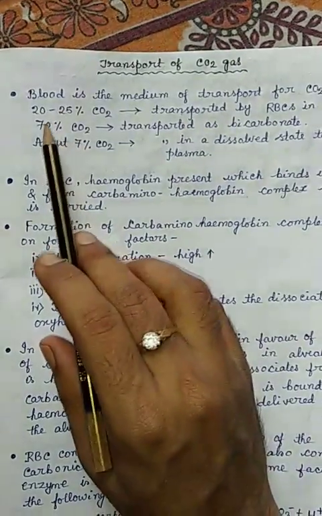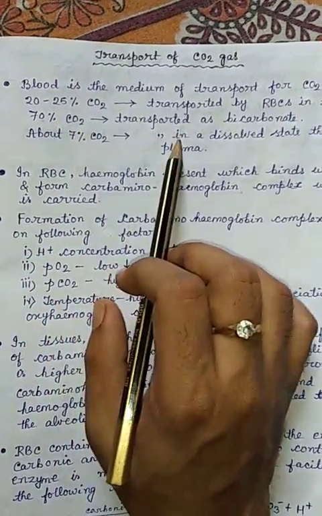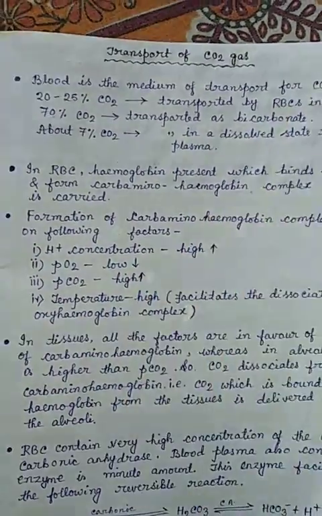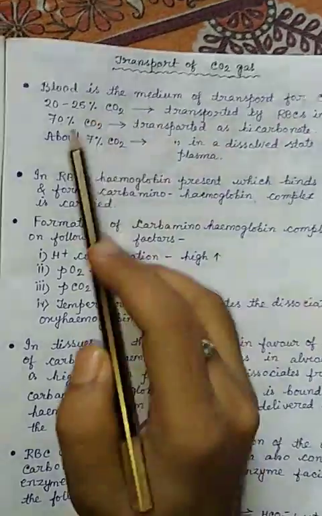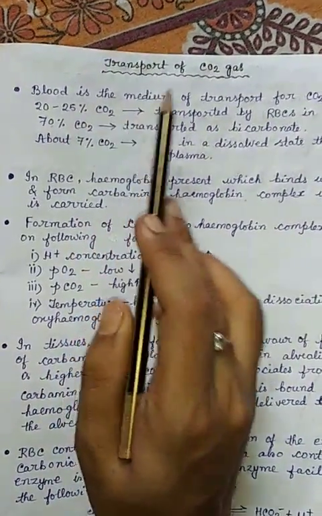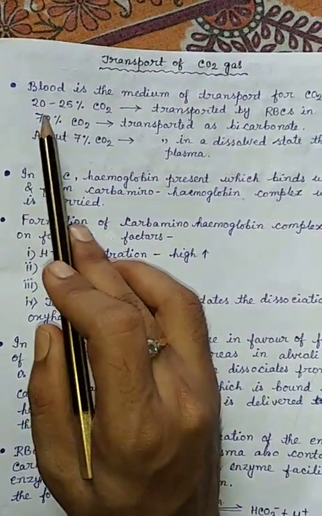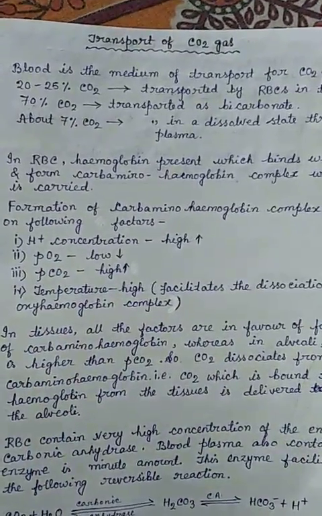But here we have written that 70% carbon dioxide is transported as bicarbonate. We have discussed only the 20 to 25% carbon dioxide, how it is transported. Now we have to discuss how 70% carbon dioxide is transported.